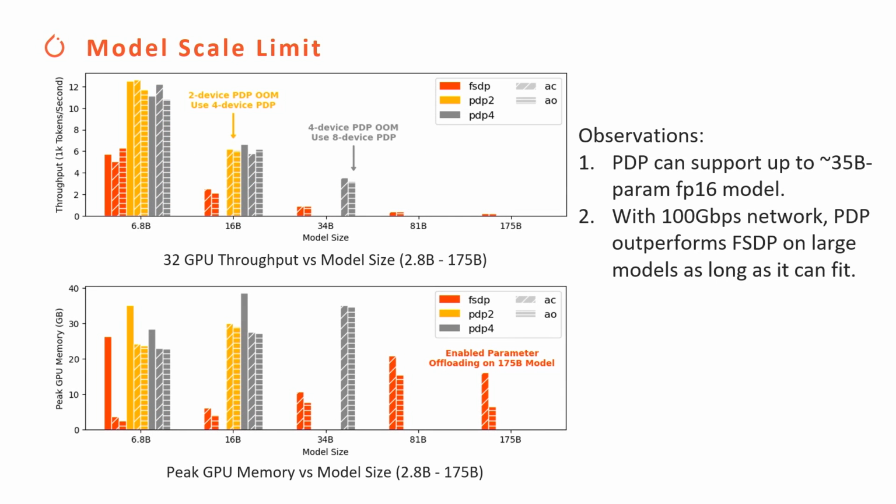This slide shows the same experiments applied to the larger models. Two-device PDP starts to hit out of memory with 16 billion parameter models, and by increasing the number of pipeline stages, PDP can scale up to around 35 billion parameters for FP16 models. With 100 Gbps network, PDP outperforms FSDP on larger models as long as they can fit in the memory.